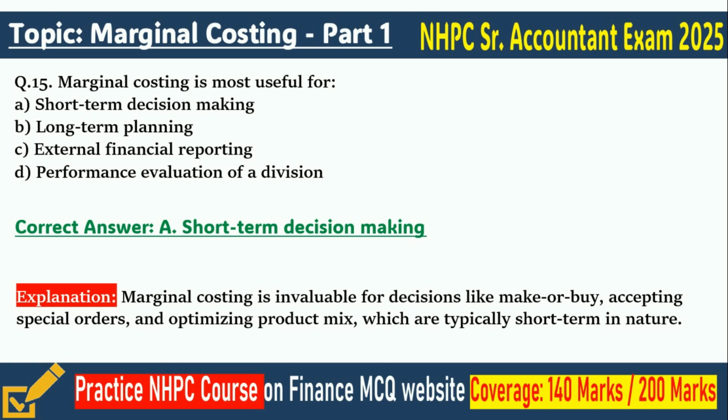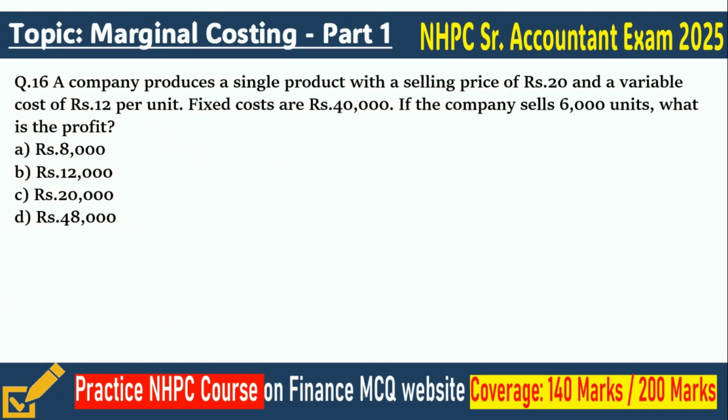Moving on. Next question. A company produces a single product with a selling price of rupees 20 and variable cost of rupees 12 per unit. Fixed cost is rupees 40,000. If the company sells 6,000 units, what is the profit? Options given are 8,000, 12,000, 20,000, and last is 48,000.